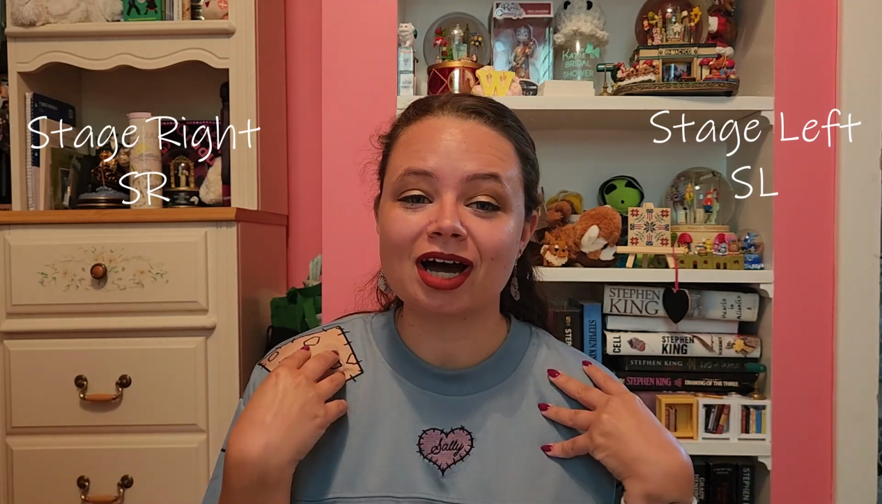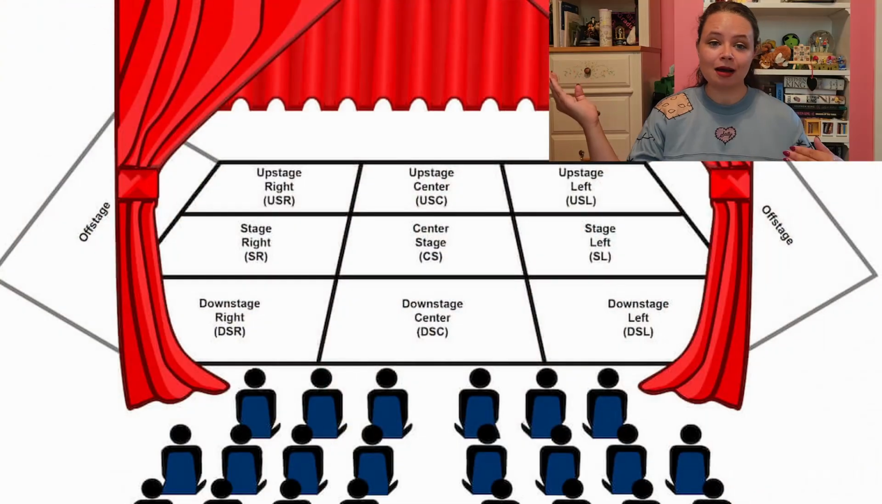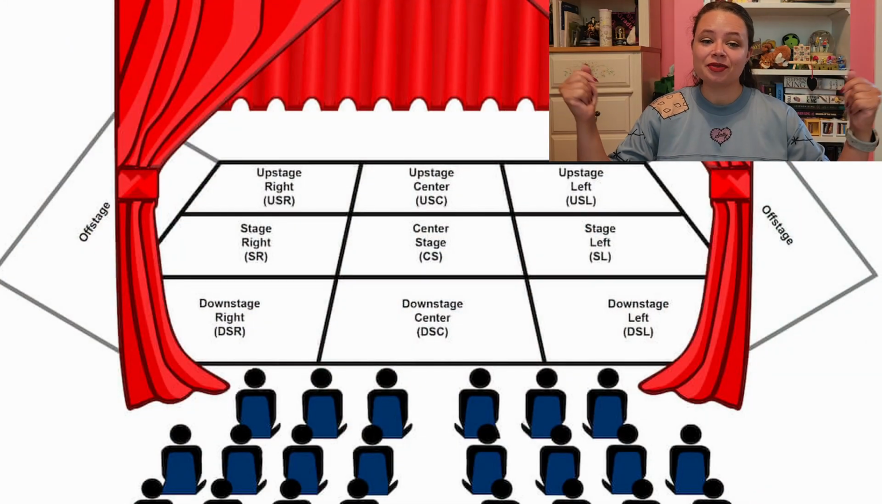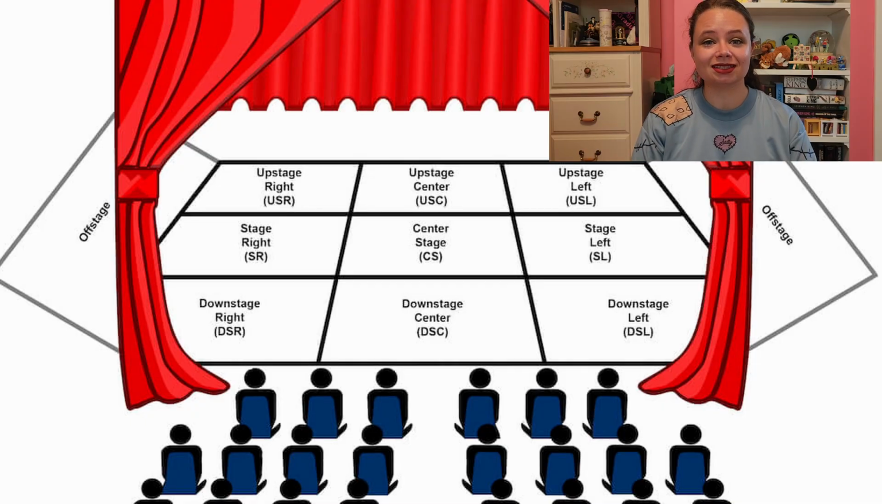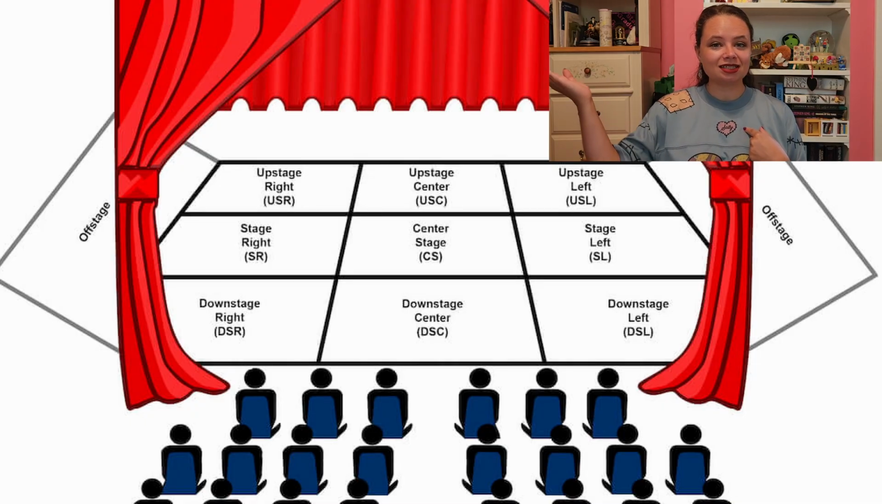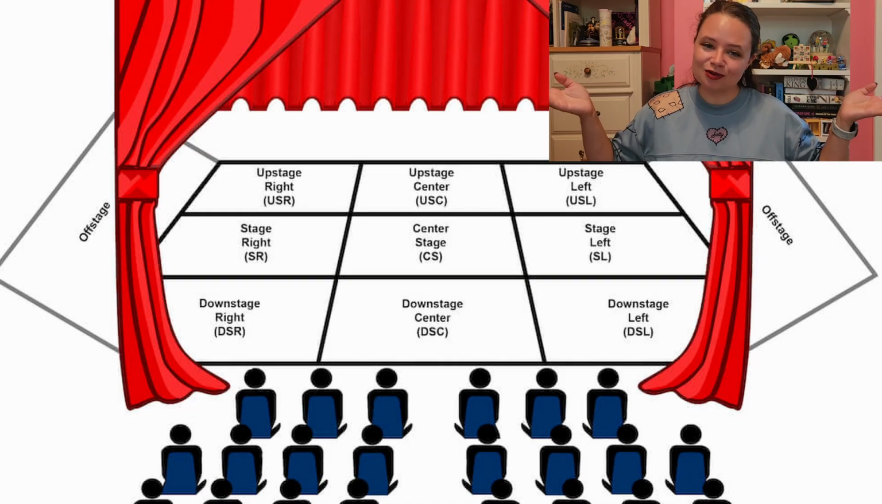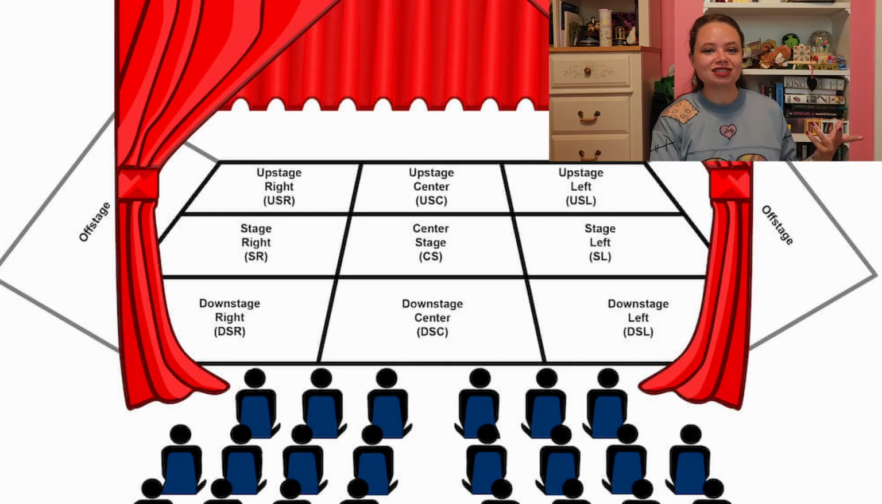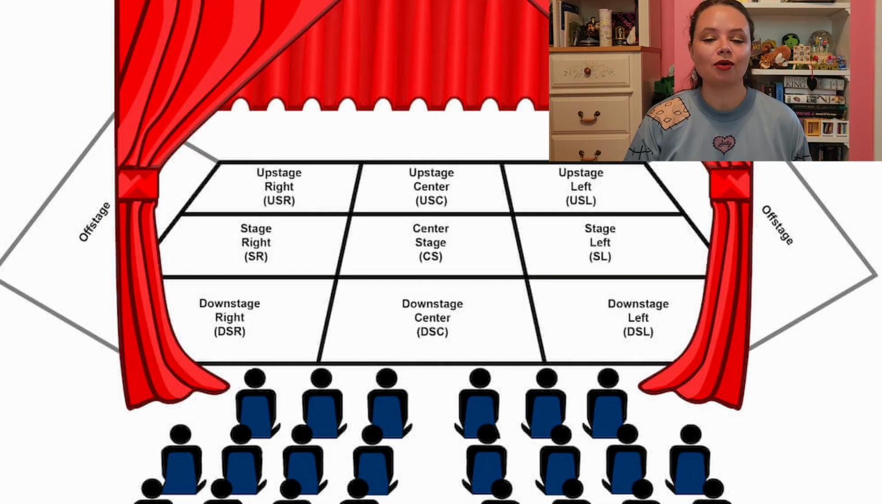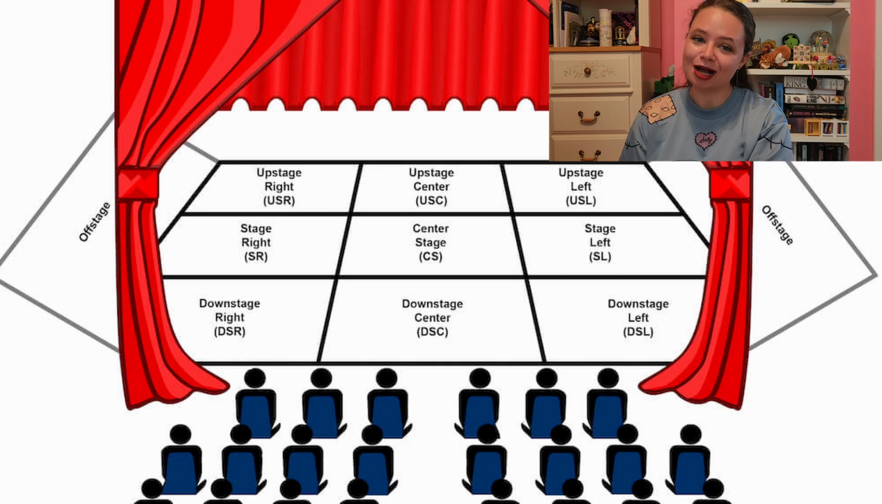So, if I am standing on stage, my right is stage right. My left is stage left. If I am in the audience, my right is stage left. My left is stage right. So, the direction of the stage always refers to the actor on the stage. Now, if you're in the audience, it is opposite.